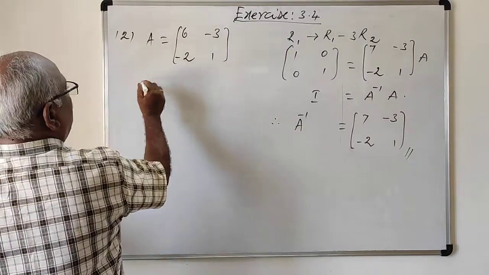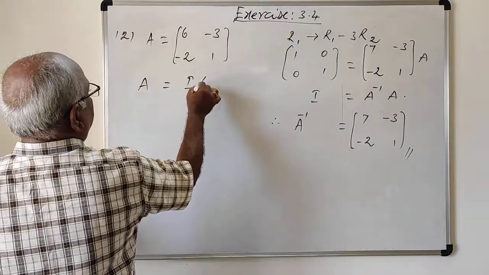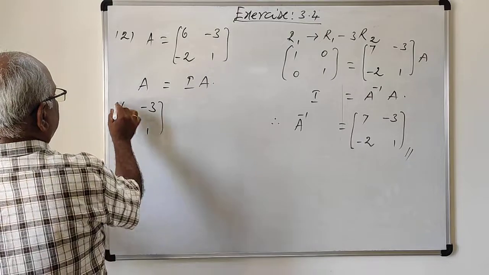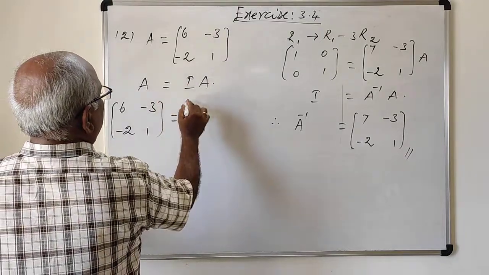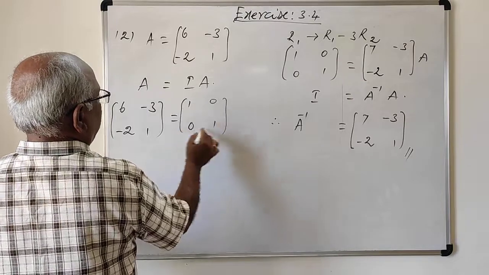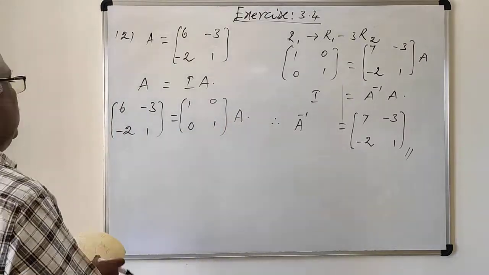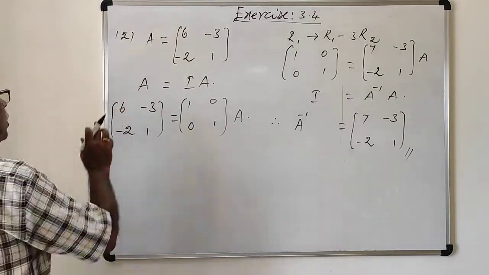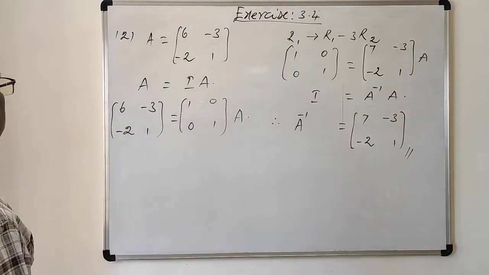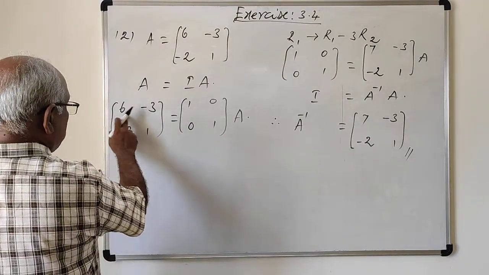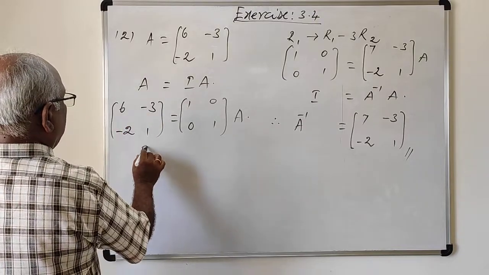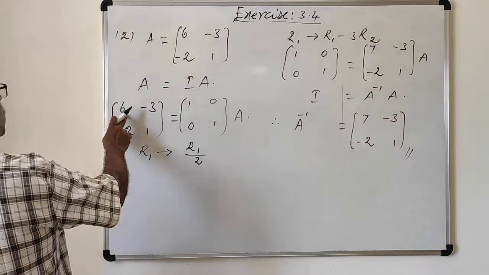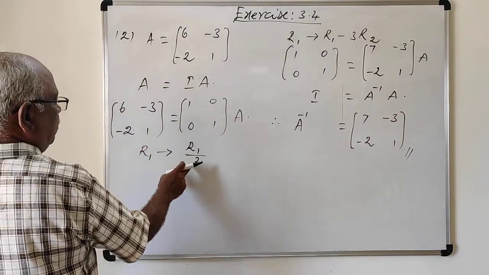By the same rule, A equal to IA, you know. What is A? 6, minus 3, minus 2, 1. This is A, and I is 1, 0, 0, 1, into A. Here you convert the 6 to 1. For that, you divide the first row: R1 is R1 divided by 3, the elements of R1 are divided by 3.